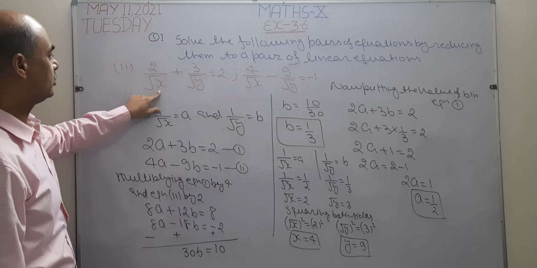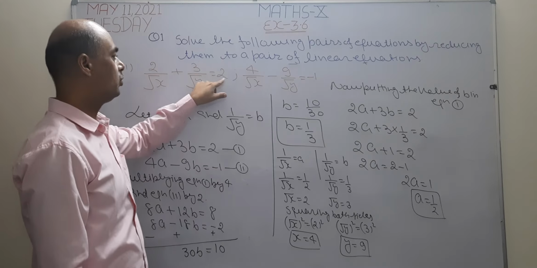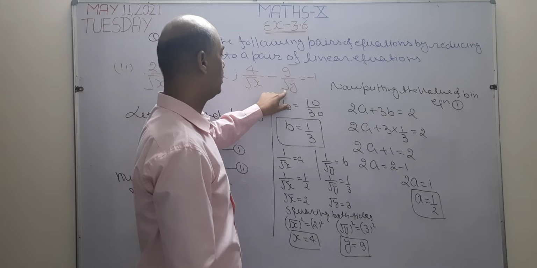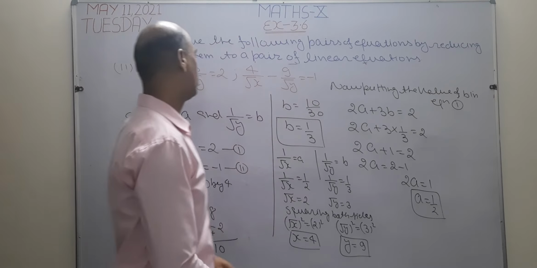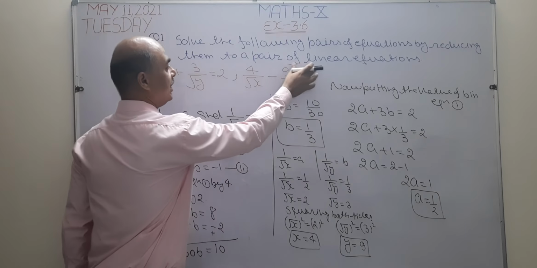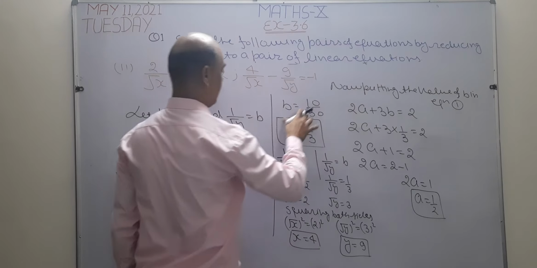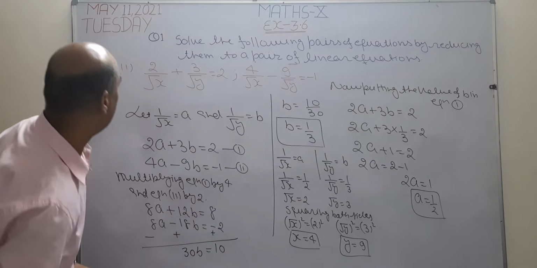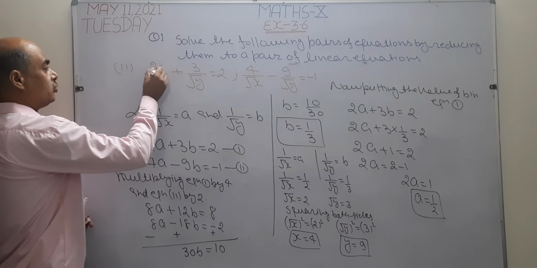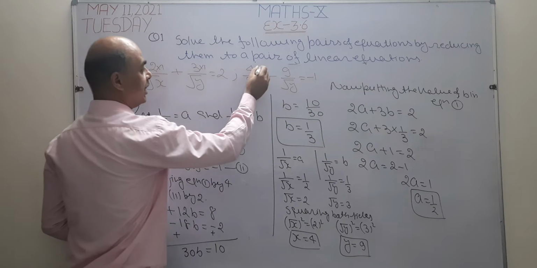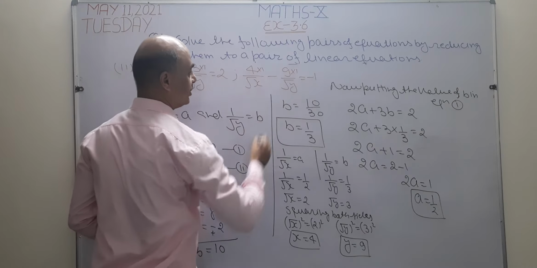2 upon root x plus 3 upon root y equal to 2, and second pair 4 upon root x minus 9 upon root y equal to minus 1. First we have to reduce the given pair to a linear equation. Okay, after that I am going to solve. Now see, what is common? 2 can be written as 2 into 1, and 3 can be written as 3 into 1, 4 can be written as 4 into 1, and 9 can be written as 9 into 1.